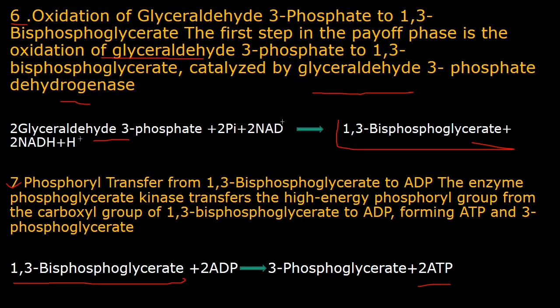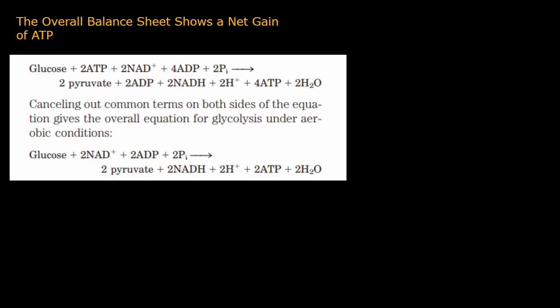If we count the overall balance sheet, the ATP we get from glycolysis is 2 molecules, because in the payoff phase, though we get 4 molecules of ATP, 2 molecules of ATP are used in the first step of the preparatory phase. So overall we get 2 molecules of ATP. This is the overall balance sheet of the glycolysis procedure.